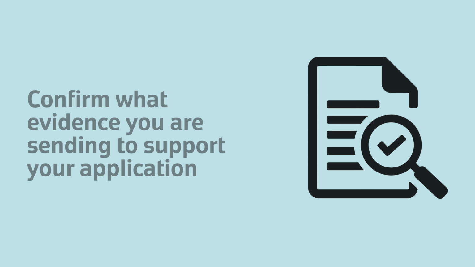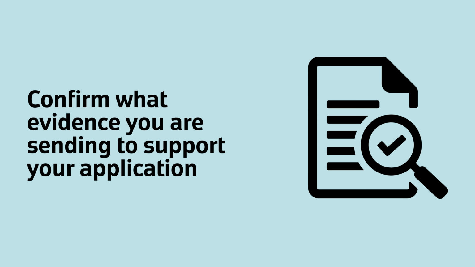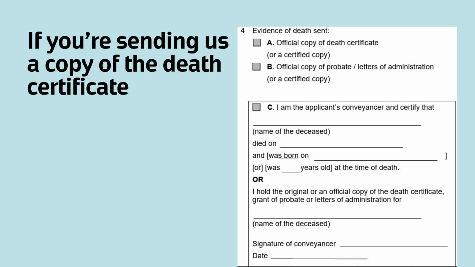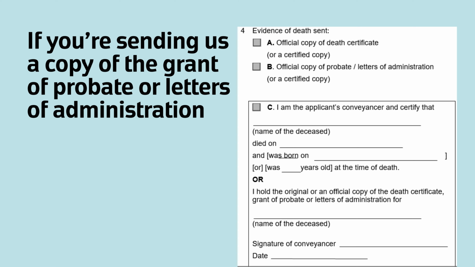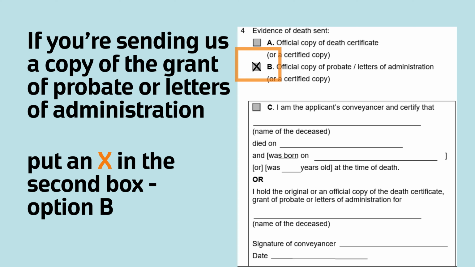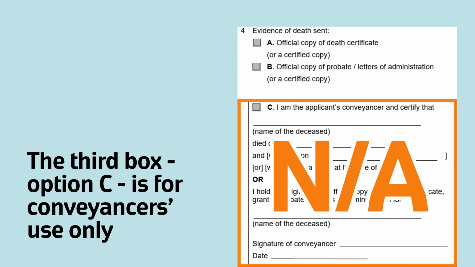Panel 4 is where you confirm what evidence you are sending us in support of your application. If you are sending us a copy of the deceased's death certificate, you will need to put an X in the first box for option A. Alternatively, if you are sending us a copy of the grant of probate or letters of administration, you will need to put an X in the second box for option B. The third box, or option C, is only used when a conveyancer is acting on your behalf.